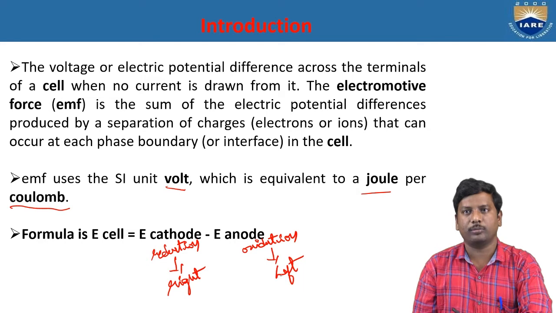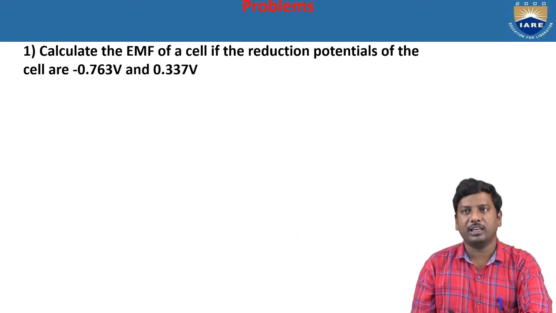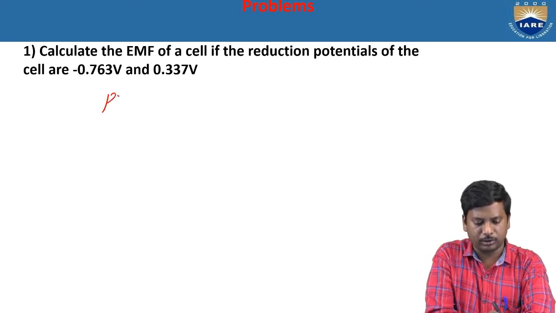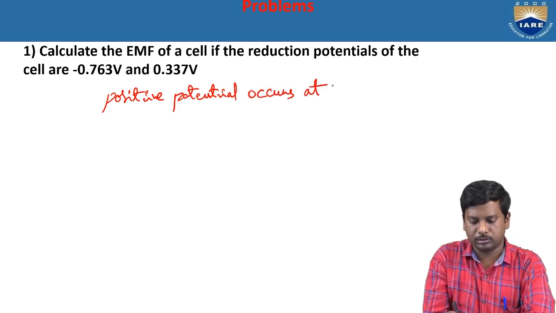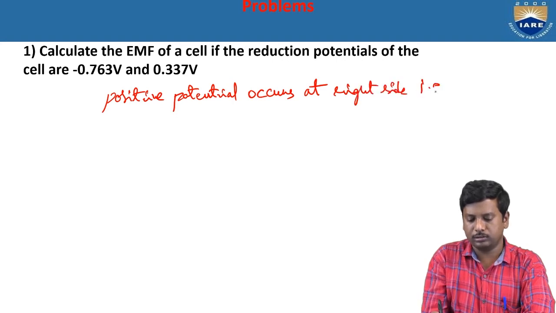Okay, now let us see the problems. Calculate the EMF of a cell if the reduction potentials of the cell are minus 0.763 volts and 0.337 volts. As per the given data, out of the two potentials, one is negative and the other is positive. So we understand that the positive potential always occurs at the right side, that is the cathode.